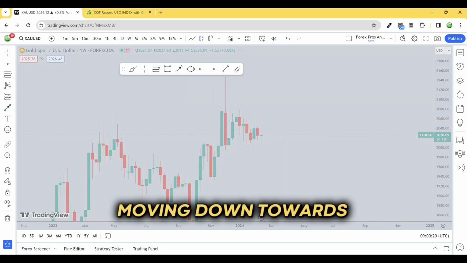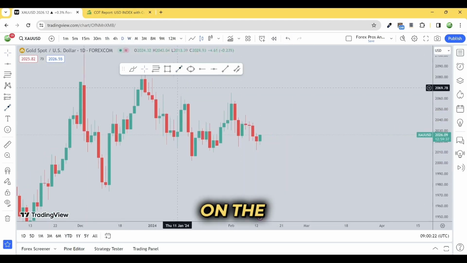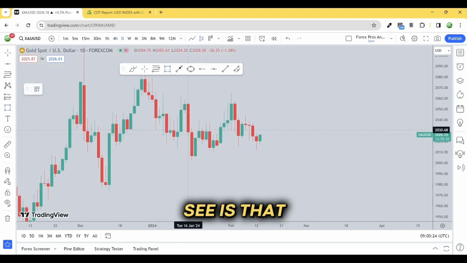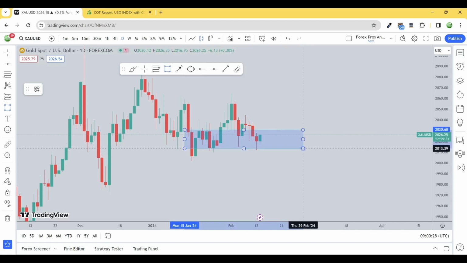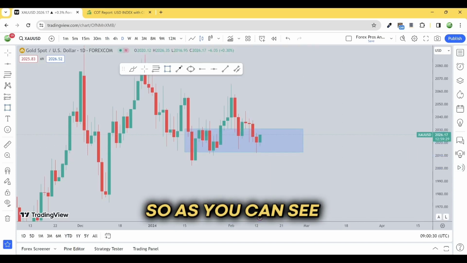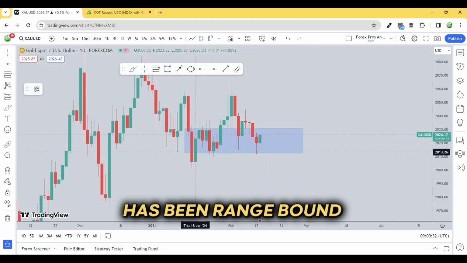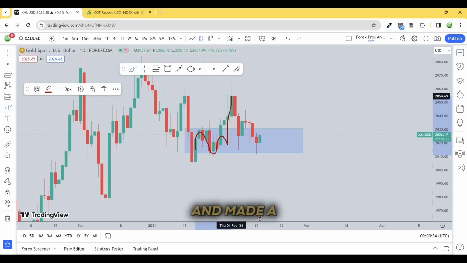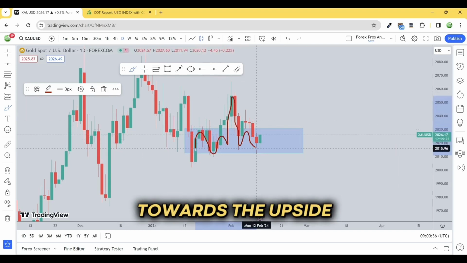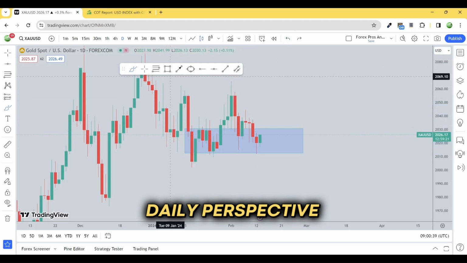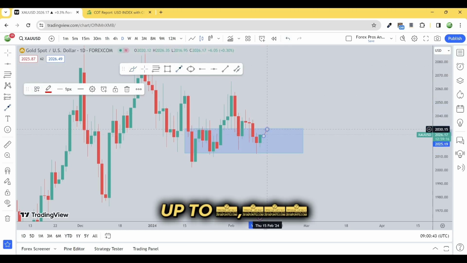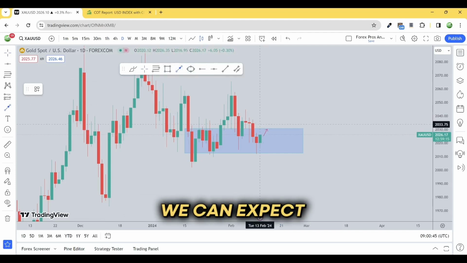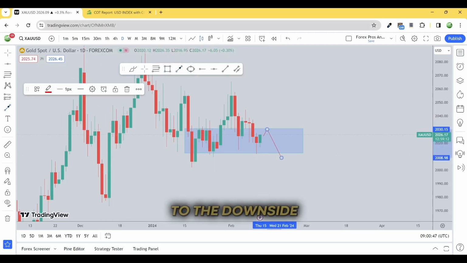Moving down towards the daily time frame. On the daily time frame, what we can see is that this is a very important structure area. So as you can see, the market has been range bound in this area and made a fake breakout towards the upside. So from the daily perspective, what we can expect is the market might go up to 2030, and from that point we can expect that the market might come all the way to the downside.